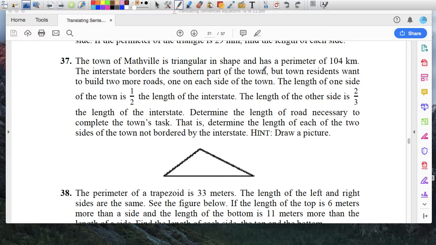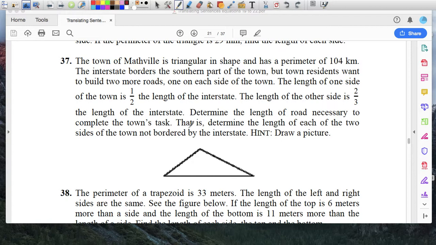So the interstate here is this red line here, right? Both of the other sides are being compared to the interstate. So I'm going to write interstate, and then I'm going to write road 1 and road 2. So underneath I'm going to write that this is the interstate, this is road 1 that they want to build, and this is road 2 that they want to build. The interstate is the one being compared to, so let's call that x, and then let's write the other 2 in terms of that.